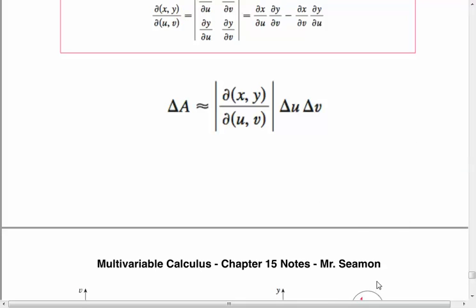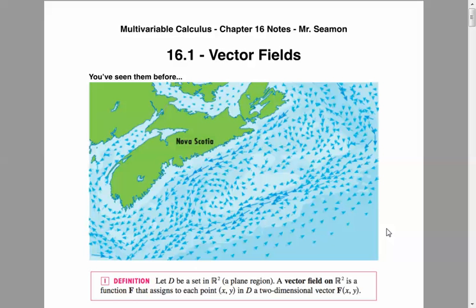16.1. Are you excited? Okay, so what do you see right there? Canada. I see Canada. Yeah, I see Canada. I see ocean. What could this be modeling right here? Ocean current. At any given point, what does the arrow represent?